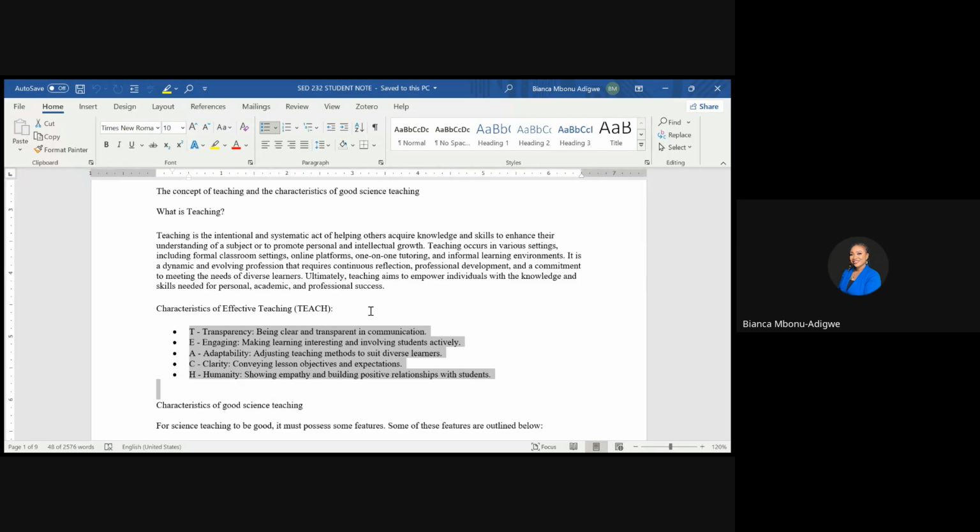A is adaptability. Teaching methods must be adjusted to suit diverse learners. Your strategies, the way you teach must be adjusted. It must be adaptable to suit diverse learners.